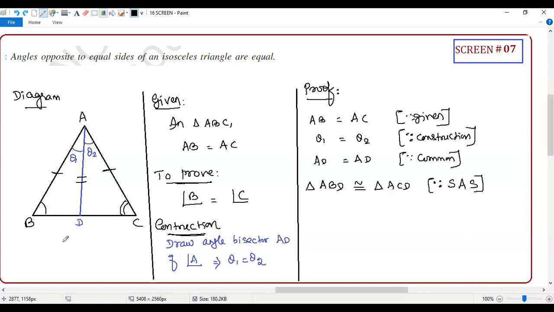Your congruence is giving how many results now? Three results. What are they? These two angles are equal, these two angles are equal, and BD equal to CD. You got three results, but I want to prove only this equal to this. Out of three, what I need to prove? Angle B equal to angle C, which is corresponding parts of congruent triangles.